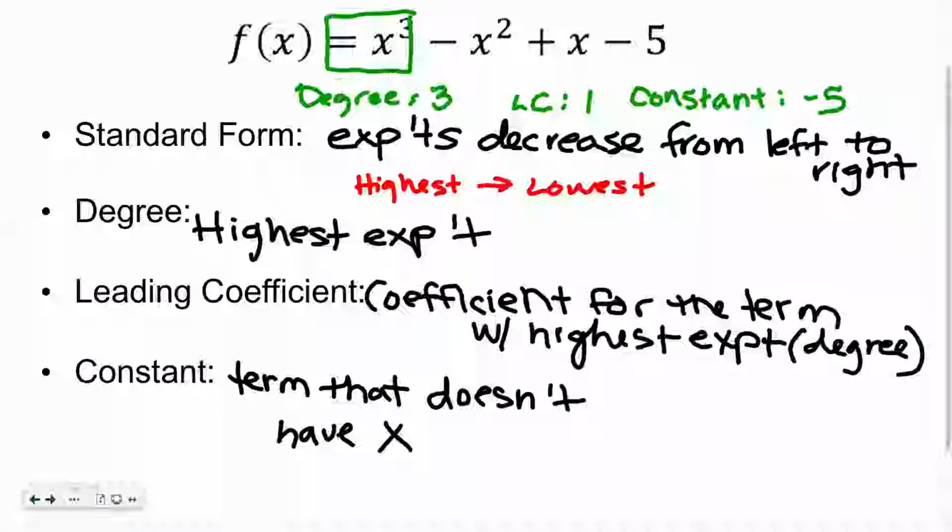Okay. So notice that in this polynomial there are some other terms, -x squared and plus x. They don't have anything really special. I mean, I need them if I'm going to evaluate the polynomial. I'd have to plug into those x's. In terms of identifying things, if we're in standard form, you're going to be looking at what I'll call the bookends of your polynomial. At the front, you'll find your degree and leading coefficient. At the back, you'll find the constant.